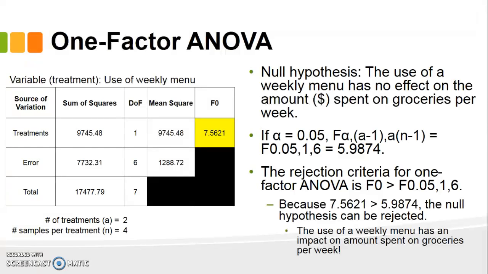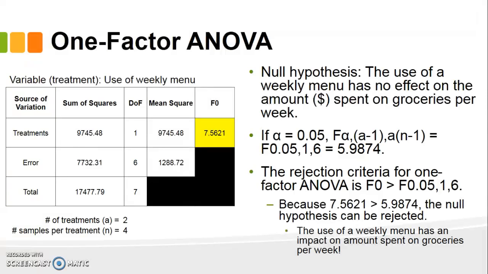So at the time of performing the one in class, I only had 3 data points post-improvement, and now as of last week, I was able to get 1 more data point. So I have 4 data points post-improvement, and I used 4 data points pre-improvement. So looking at the null hypothesis, it's that the use of the weekly menu has no effect on the amount spent on groceries per week.